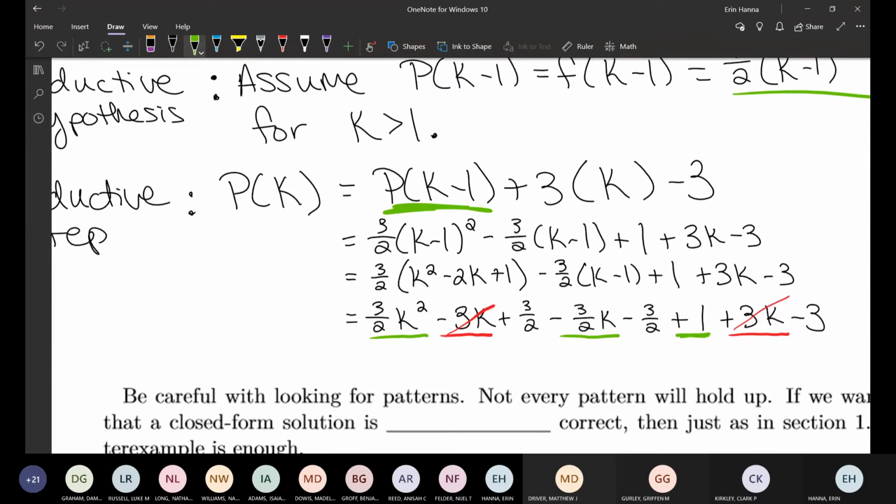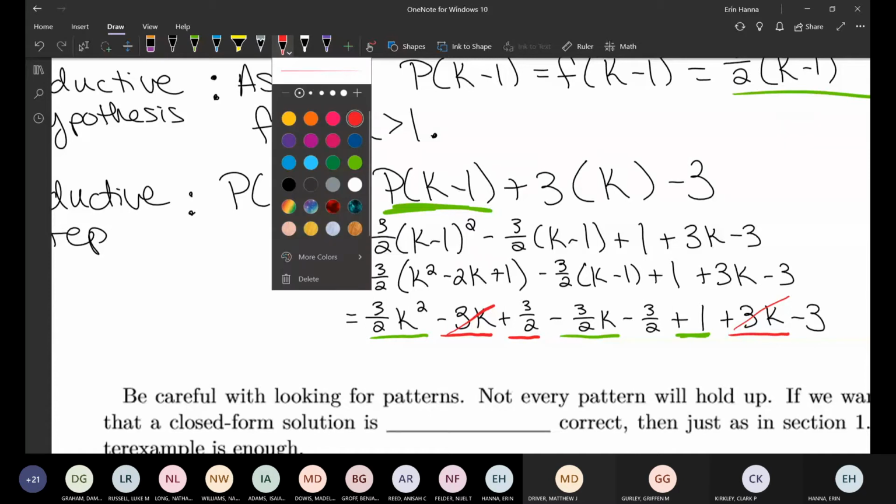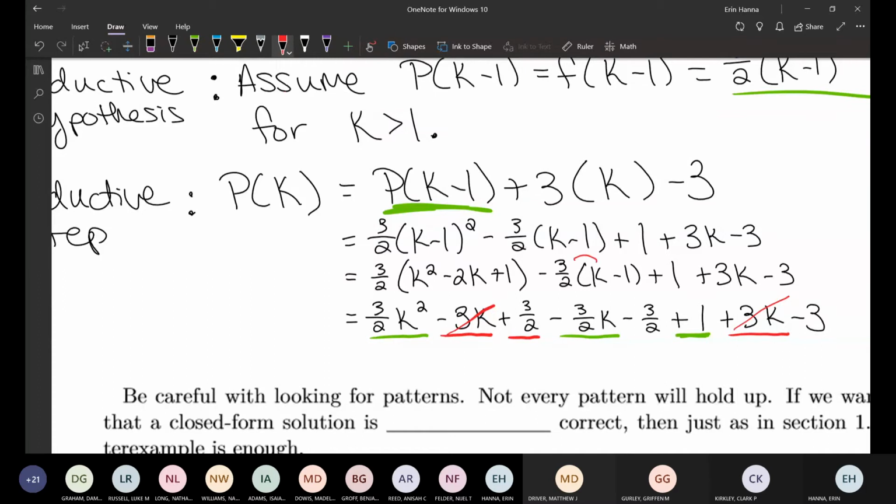We've got this minus 3 over 2k that's probably going to hopefully stick around. What do we've got left? We've got a 3/2. Oh, sorry. I made another goof. I'm really sorry. When I distributed this, I was distributing a negative 3/2. It should be a plus 3/2 instead of a minus 3/2. Sorry.